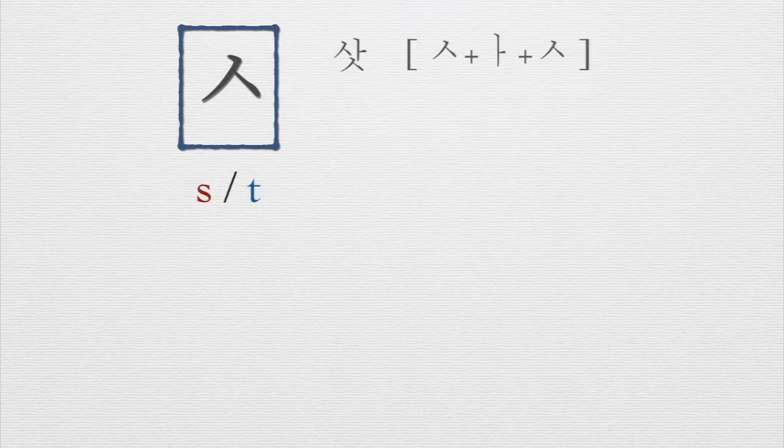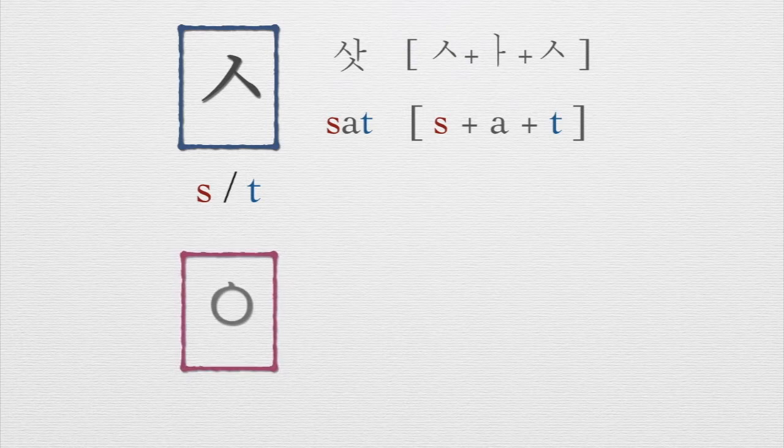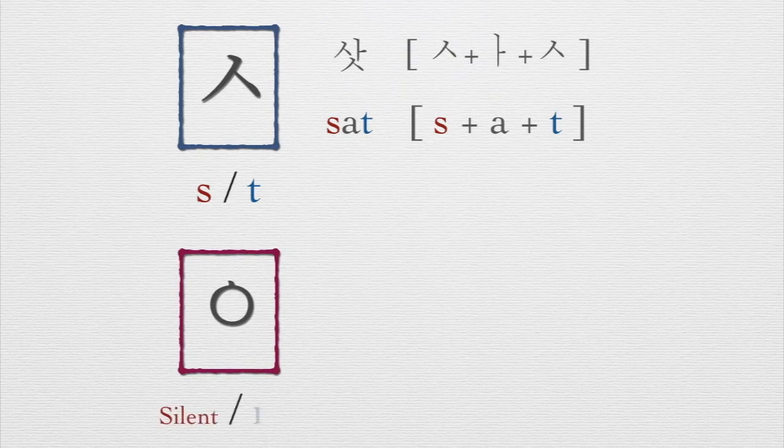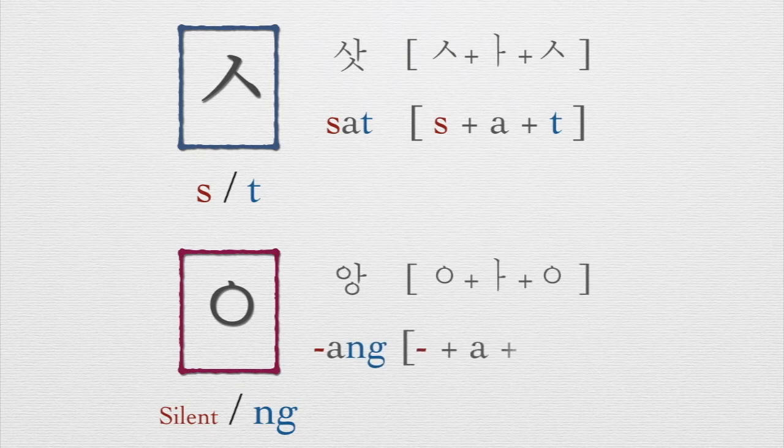시옷 has two romanized letters, S and T, and it makes 삿, S-A-T. 이응 has two romanized letters, silent and ng, and it makes 앙, A-N-G.